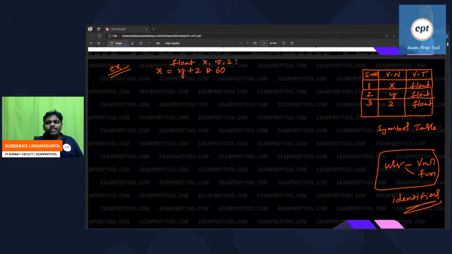Next one, plus is an operator. Star is an operator. One more thing is the OR operator. Bitwise AND operator, they are operators, right? Fine. And one more thing is float is a data type. You can say keyword also. They are data types, right?